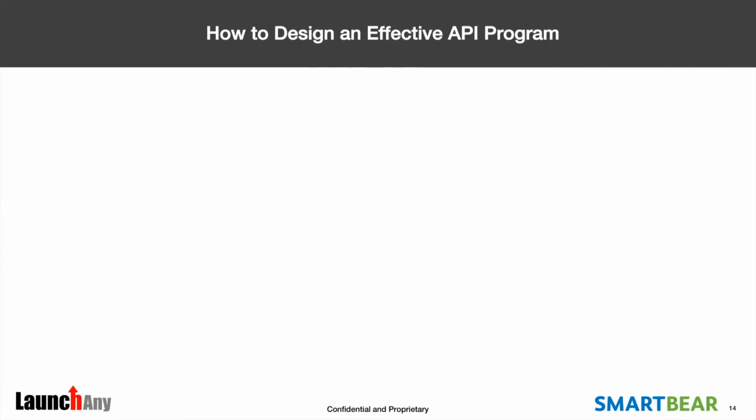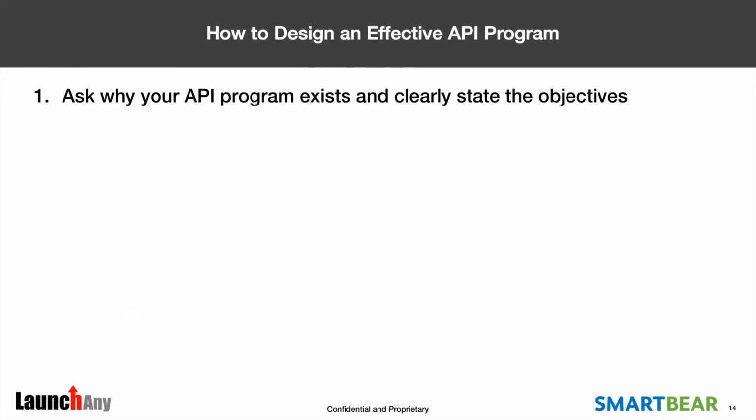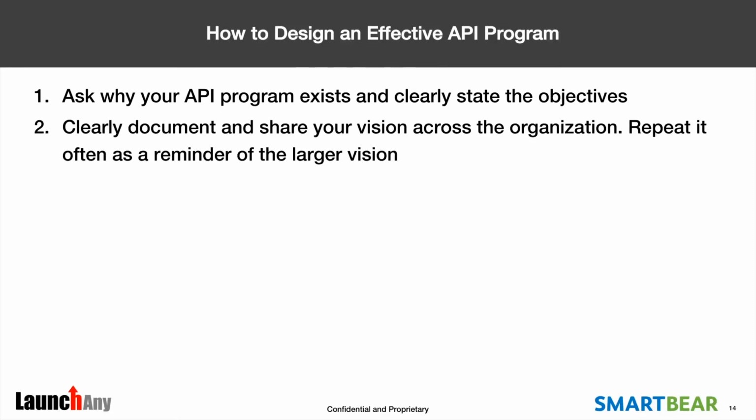Now, when we think about designing an overall API program with a focus on managing that portfolio, there's a few steps that we can take. The first one I've seen from enterprises that are executing at the top of their game is that they clearly define why the API program exists and what the objectives of that program are. There are a variety of different reasons why an enterprise may engage an API program itself. And so we need to make sure that we state that clearly, then document it and share it, oftentimes repeating it to remind everyone in the organization of what the purpose of the API program is, to keep people focused, to just kind of get it top of mind.